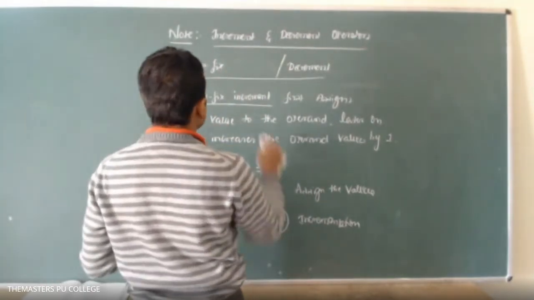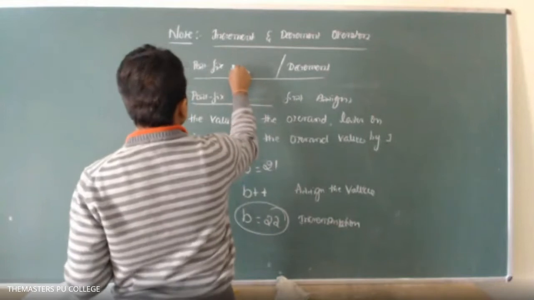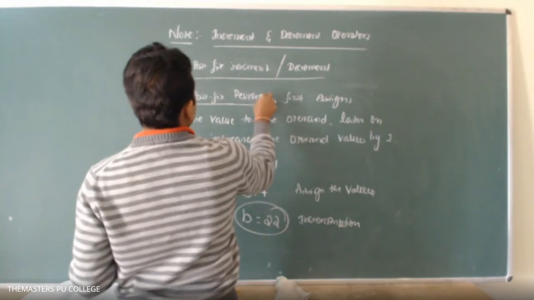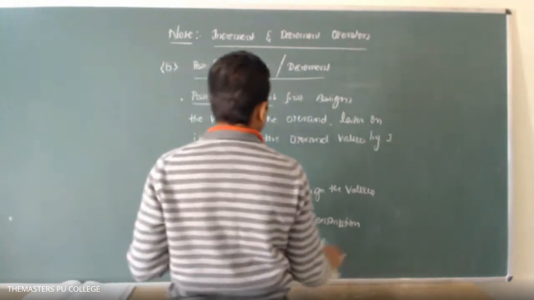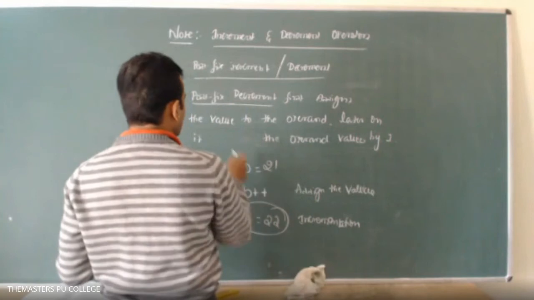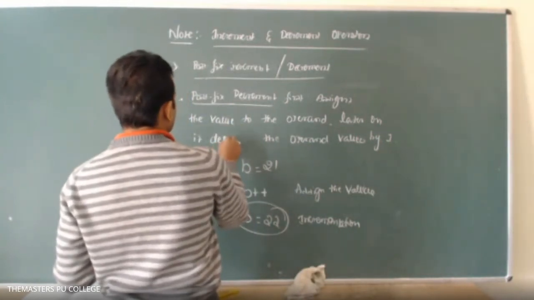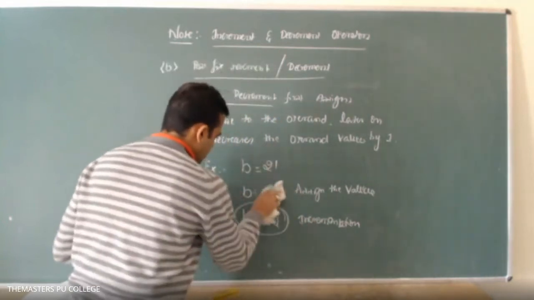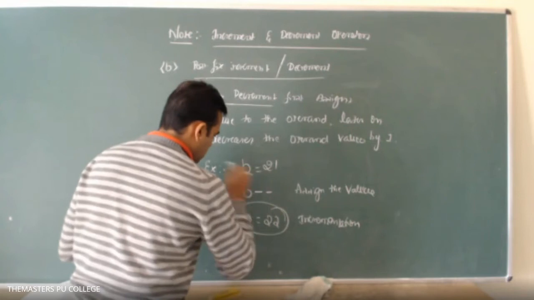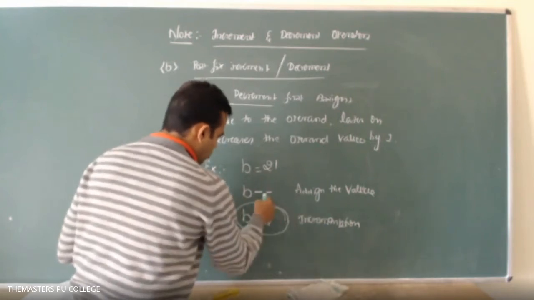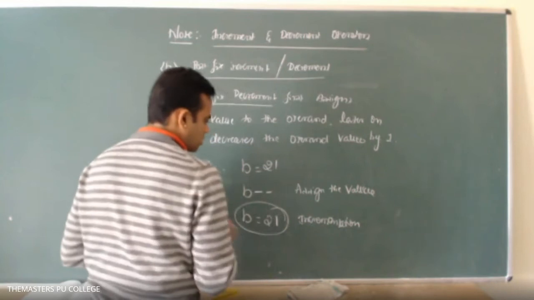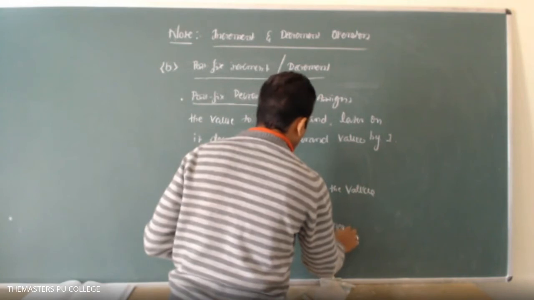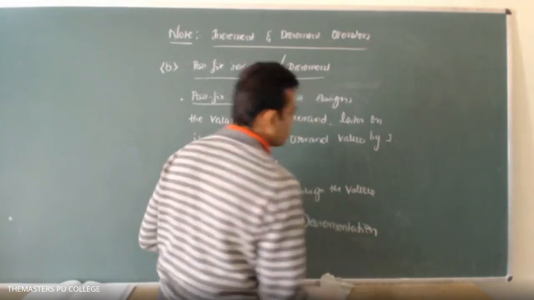Okay, now it is postfix decrement. Postfix decrement first assigns the value of the operand. Later on, it decreases the operand value by 1. Okay, so let it be this example only. I'll consider b minus minus. First, it assigns the value to b, and then later on it decreases. So instead of incrementation, you need to write decrementation and decrease the value by 1. That's the only difference.